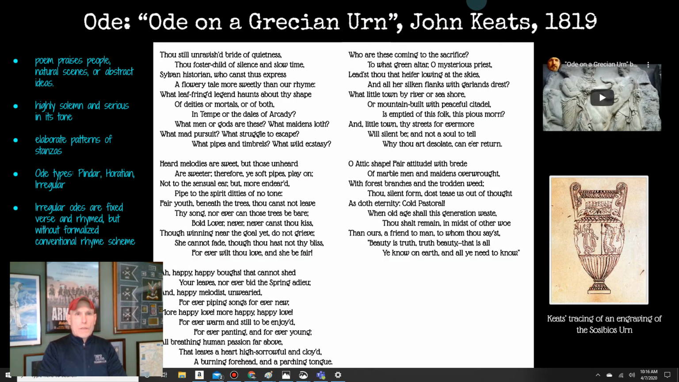Our next form is an ode. We are going to look at an Ode on a Grecian Urn by John Keats from 1889. And we'll just start with the poem and then talk more about its features afterwards.